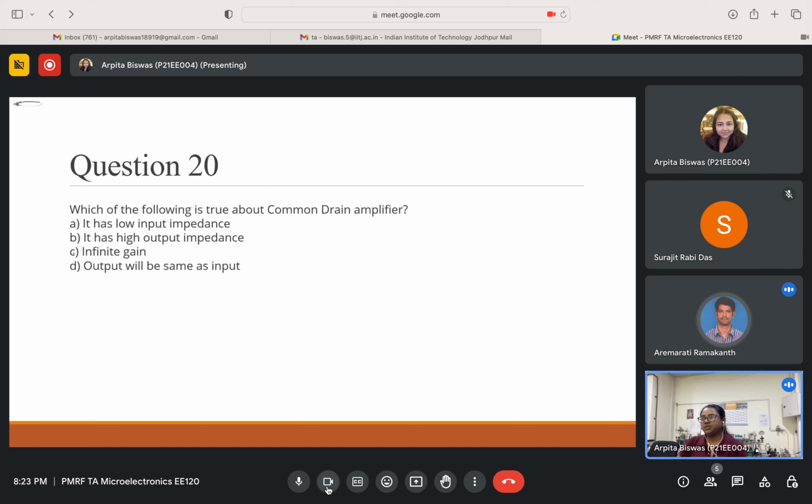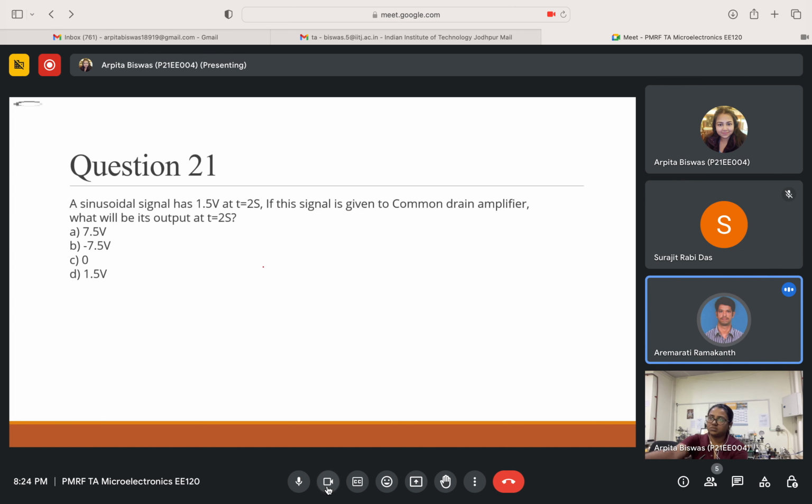This is question number 20. Which of the following is true about the common drain amplifier? A, it has low input impedance; B, it has high output impedance; C, infinite gain; D, output will be the same as the input. D, madam. Yes, actually the common drain acts as a buffer circuit also. So in a common drain amplifier, the output will be the same as the input.